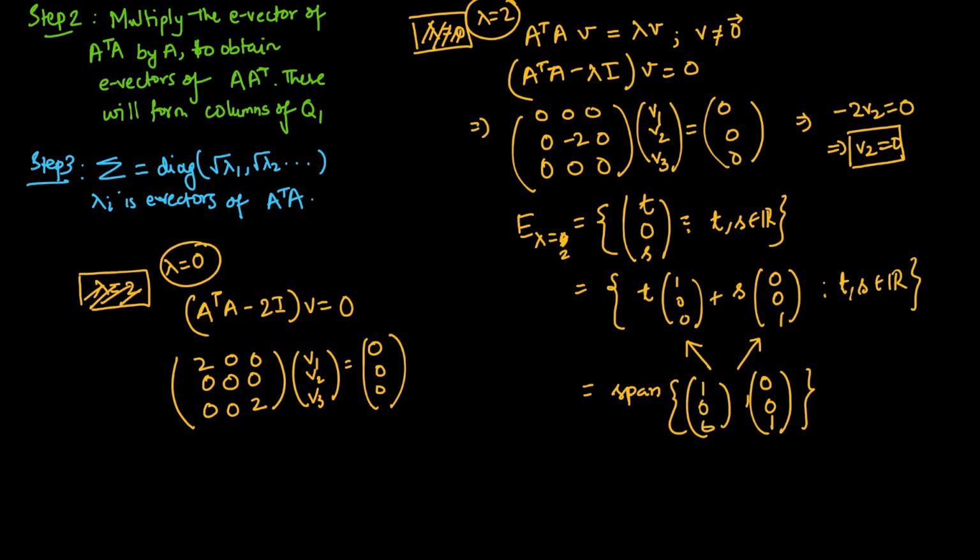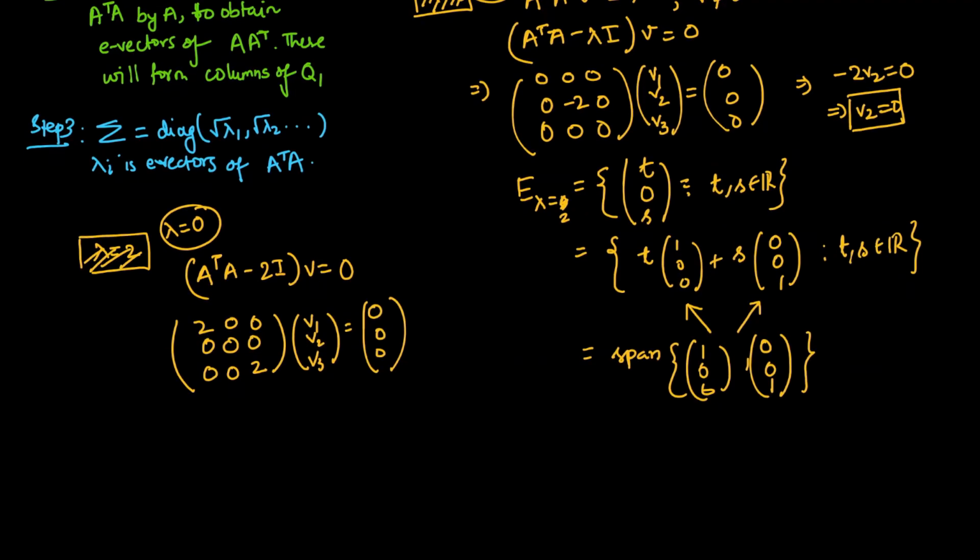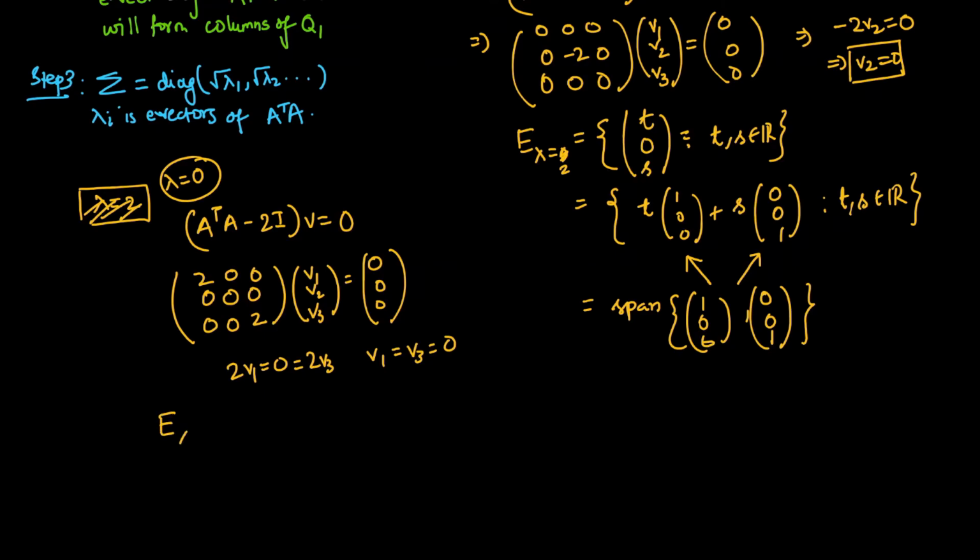Now I can say that for lambda equal to 0, we have the condition that 2 times V1 should be 0 and 2 times V3 should be 0, which means V1 and V3 should be 0. So what will be the eigenspace corresponding to lambda equal to 0? It will be nothing but the first component has to be 0, the second component can be anything, let me write t, the third component should be 0, right? So this is actually a one-dimensional subspace, and this is the span of 0 1 0.